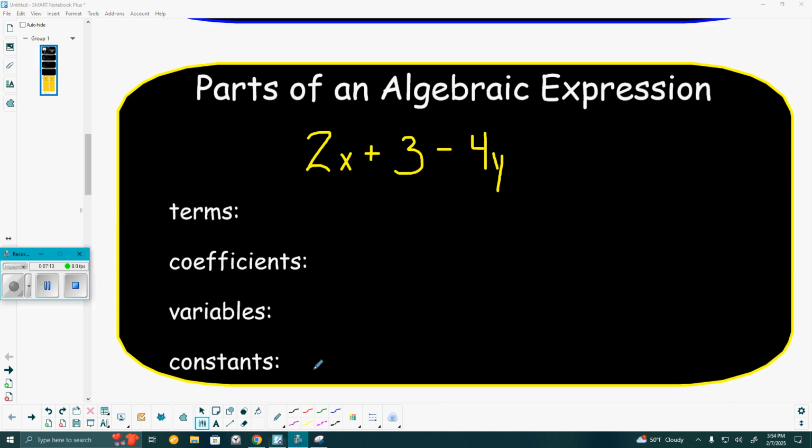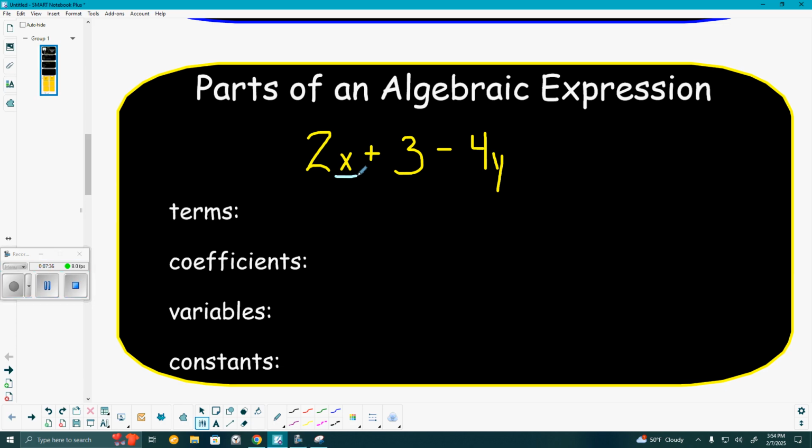Let's move on to the next part of algebra. Parts of an algebraic expression. An algebraic expression is an expression, which means problem, that doesn't have an equal sign. So an algebraic expression is an expression that has at least one variable. A variable represents an unknown number. It's a symbol. Most of the time, you're going to see these symbols as letters. So our variables here are x and y. I'm going to separate them with a comma.